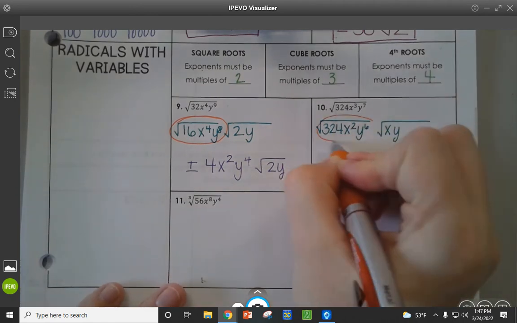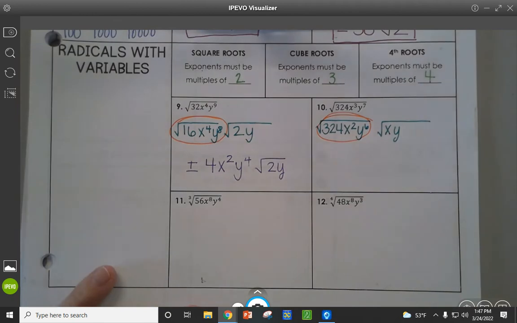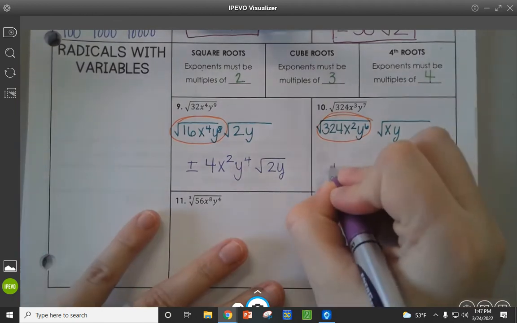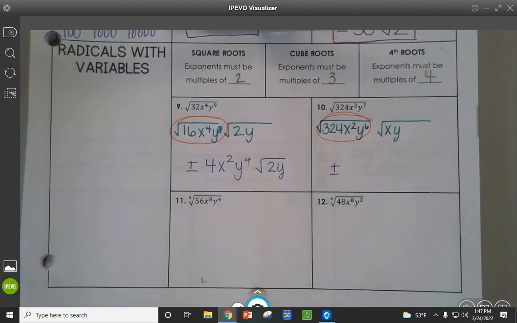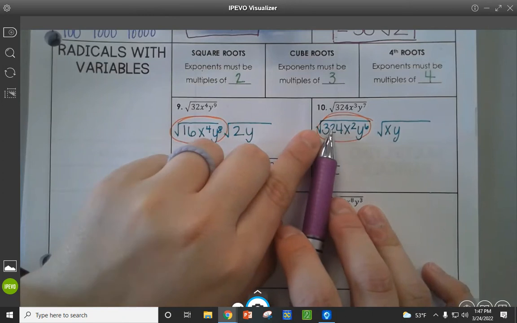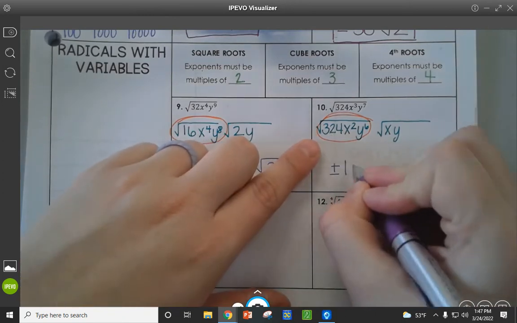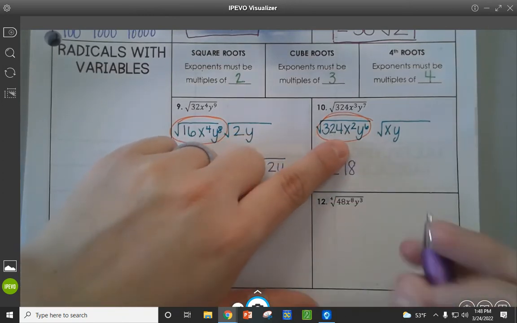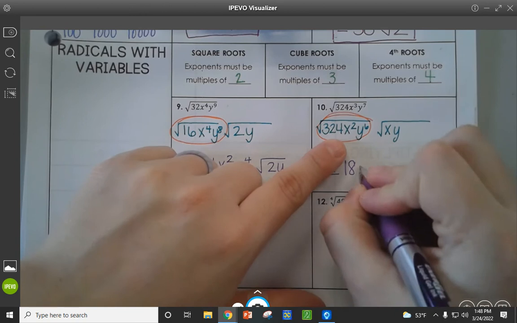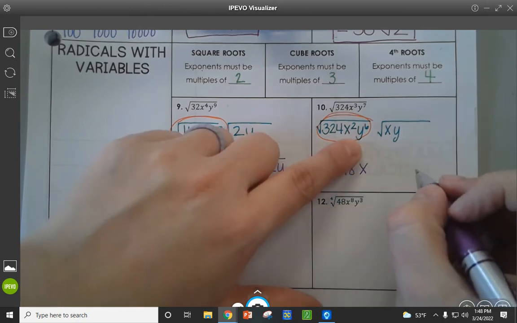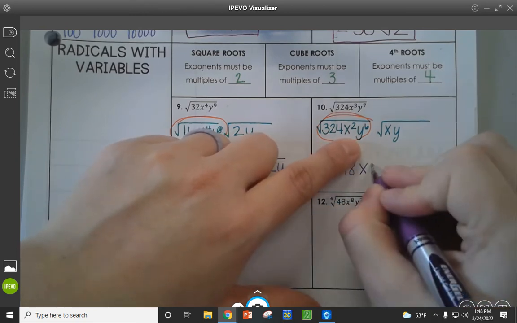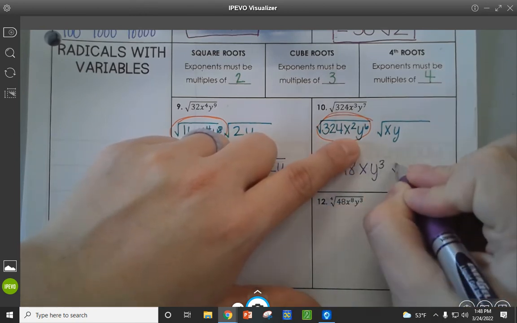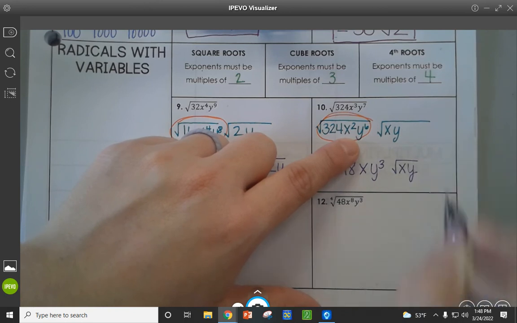All right. These guys are perfect. What is the square root of 324? 18. Square root of x squared? X. Square root of y to the 6th? And then my square root of xy is left over.